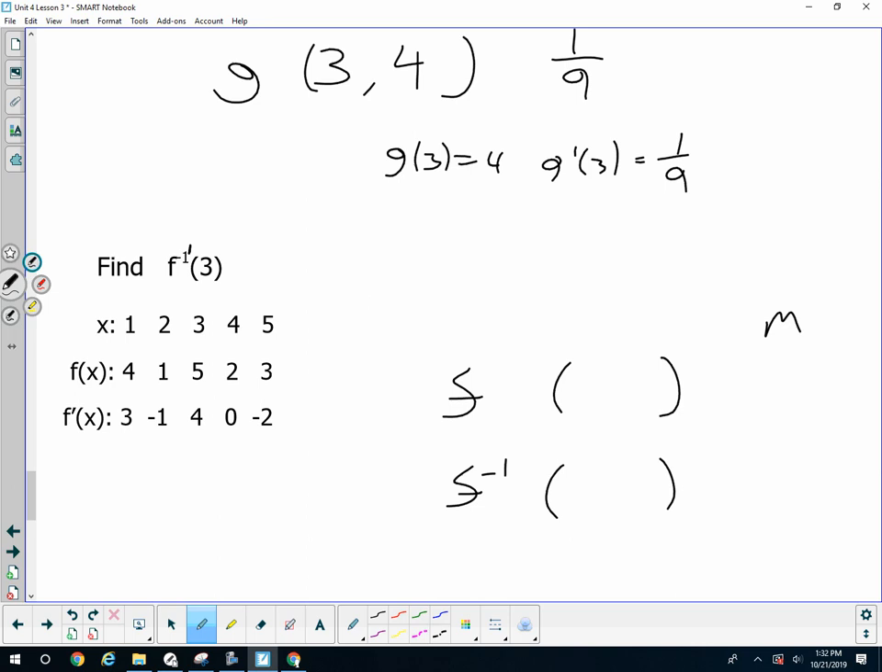I'm trying to find f inverse prime at 3, not at 5. Yep, that's the start. The goal is to find f inverse prime at 3. That's what we start with.